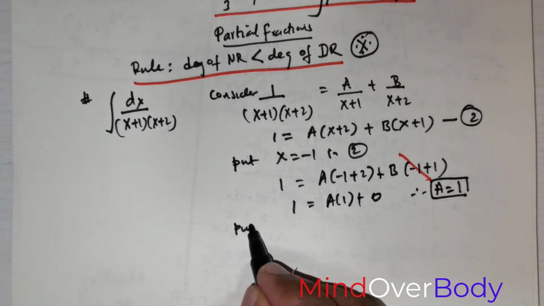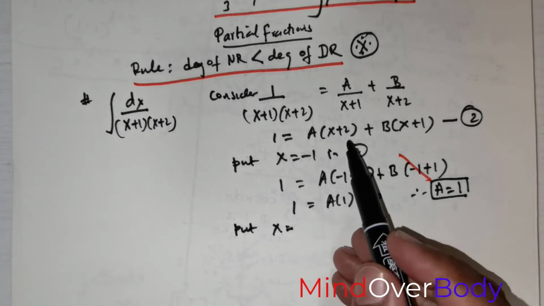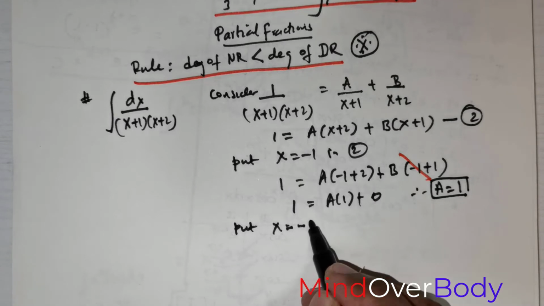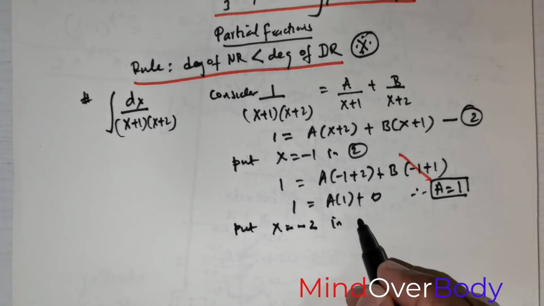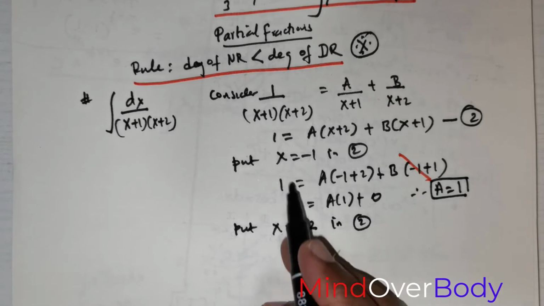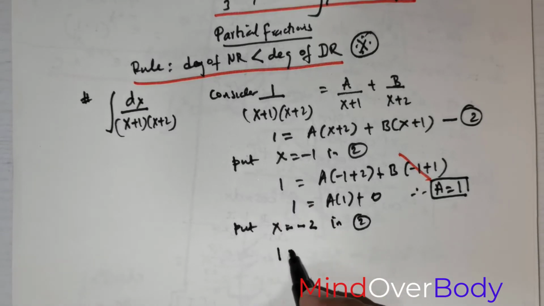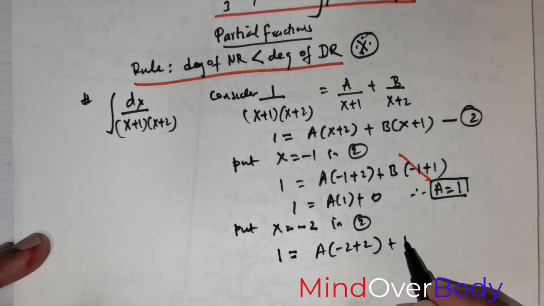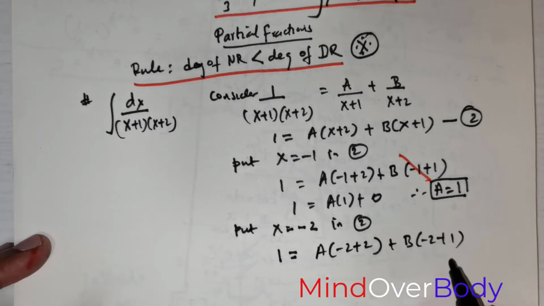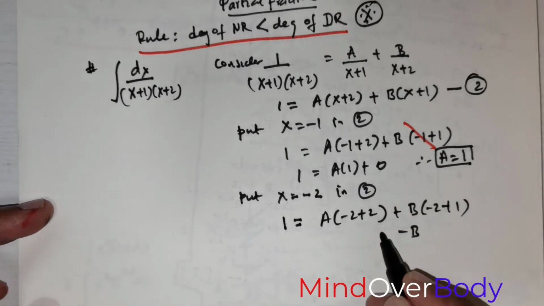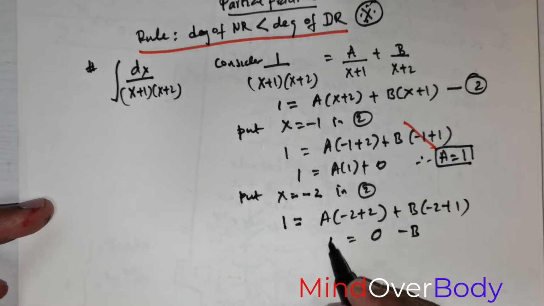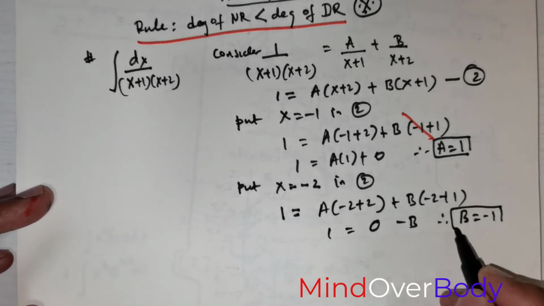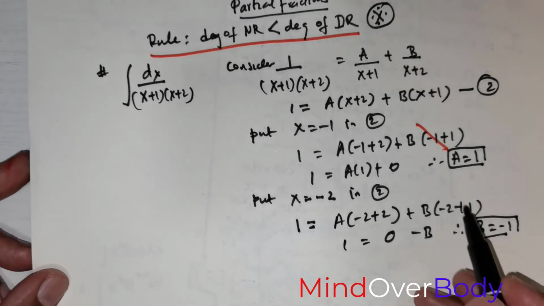Next, you will again have to choose an x so that this term becomes equal to 0. So in this case, I need to take x to be equal to negative 2 in 2. So therefore, what happens on the left hand side is just 1. So this is going to be A of (negative 2 plus 2) plus B of (negative 2 plus 1). So this is going to give me negative B. This is going to give me 0, and I got a 1 there. So therefore the value of B is negative 1. So I've got a value for A and I've got a value for B.